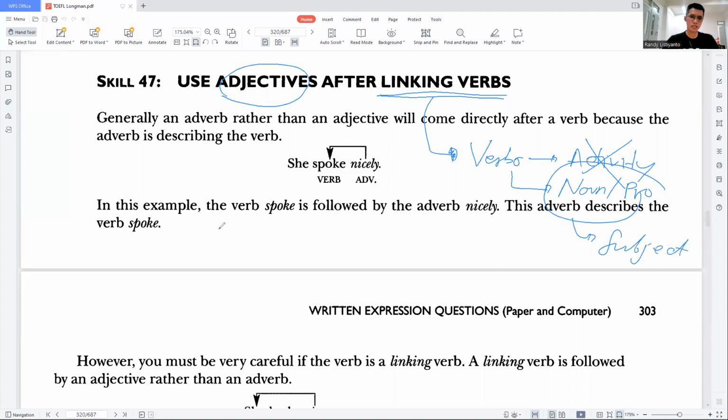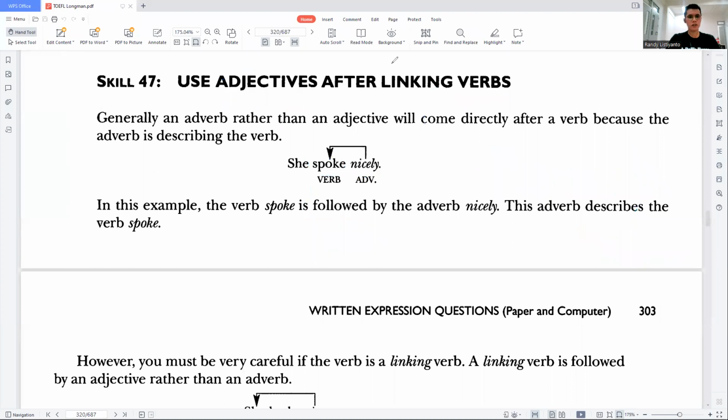Okay, for example, I say this: She spoke nicely. Spoke here is an activity. We know that spoke is from speak. It's an activity, so it is not a linking verb. So after this, it is okay to write down nicely, an adverb. But let's see the following example, then you're going to know what linking verbs actually are.